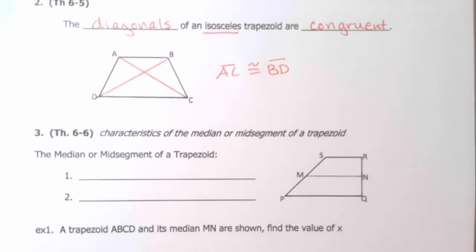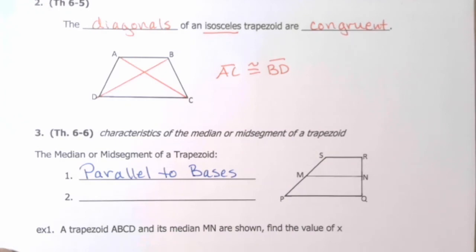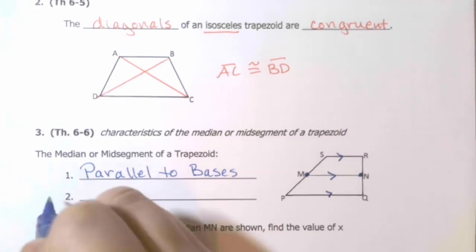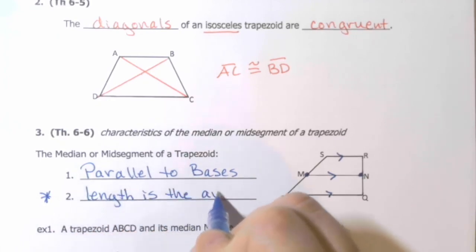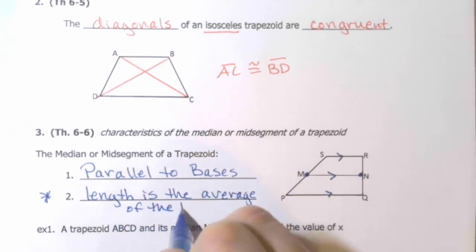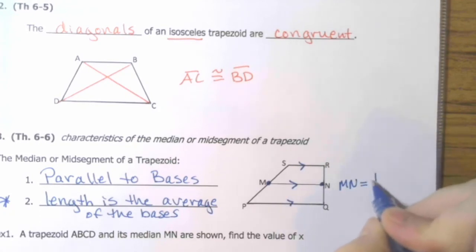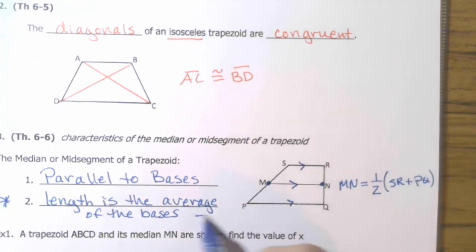All right, theorem 6.6. A median or mid-segment of a trapezoid, and this is a little bit of a recap, is parallel to the bases. So MN is a segment from the midpoint of the left leg to the midpoint of the right leg. So all 3 of these are parallel. And then here's the new part. The midsegment has a length that is the average of the bases. That's a really nifty formula. So MN is equal to 1/2 of the top base SR plus the bottom base PQ. That would be the average of the bases. So add them together and divide by 2.